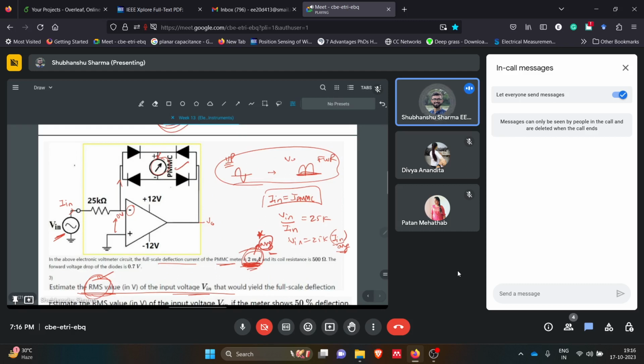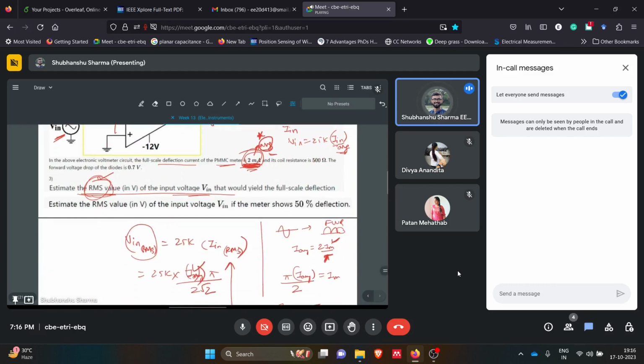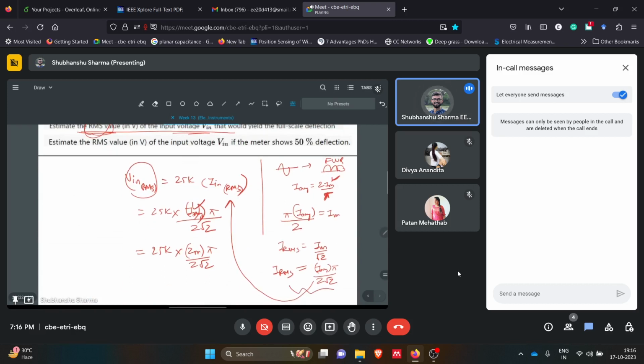So if instead of PMMC it was some electrodynamic or moving iron kind of meter, then it is indirectly being said that that is an RMS value of the current. Then you don't have to do these kinds of conversions. But since this was an average value of current, you have to convert it back to the RMS value of the current in order to get the RMS input.